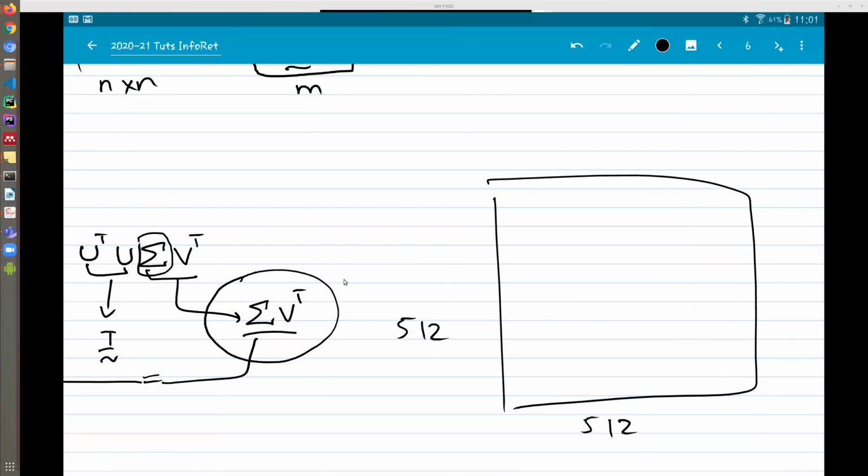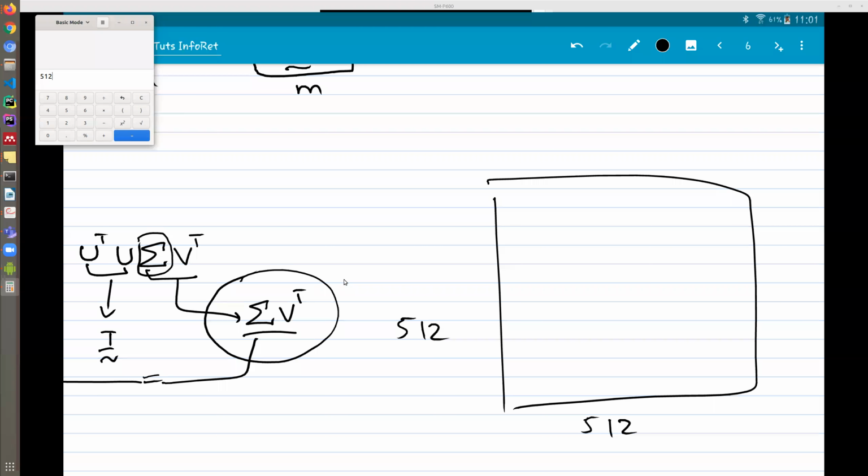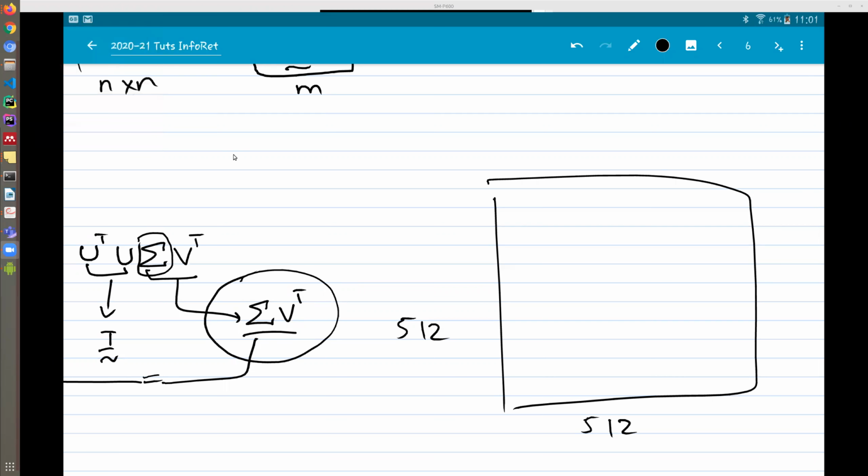I'm really bad at maths. So 512 by 64, it is 8. So we will have something like 1, 2, 3, 4, 5, 6: first, second, third, fourth, fifth, sixth, seventh and eighth. So we want to divide the image like that.